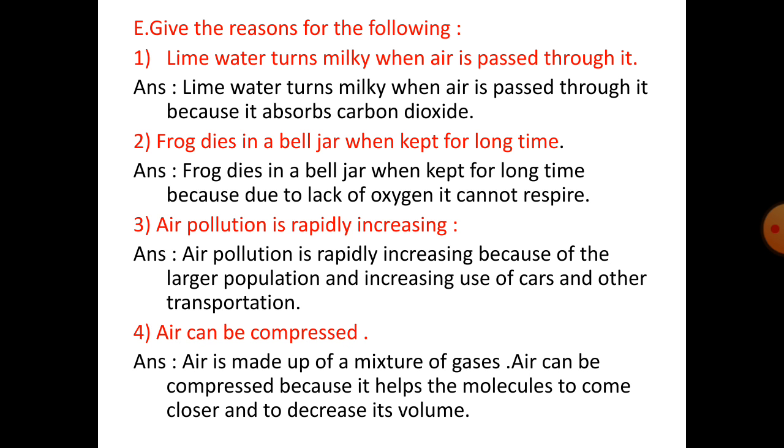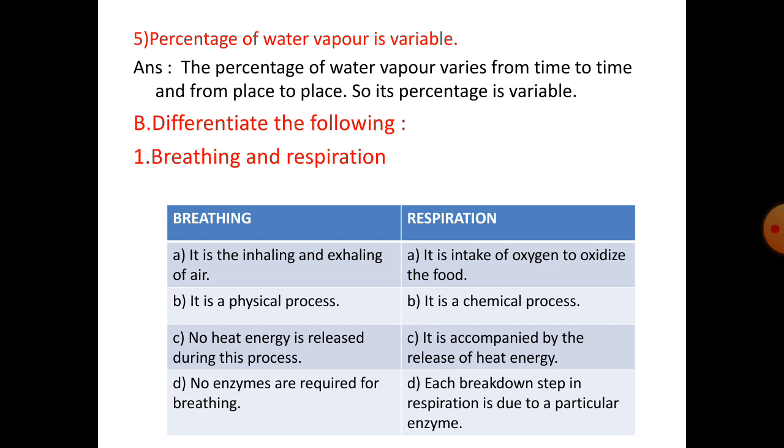Number 3. Air pollution is rapidly increasing because of the larger population and increasing use of cars and other transportation. Number 4. Air can be compressed. Air is made up of a mixture of gases. Air can be compressed because it helps the molecules to come closer and to decrease its volume.